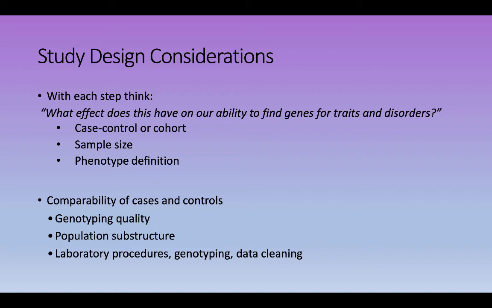So it's really important that we take that into consideration when we're thinking about actually analyzing these data. If we want to think about some important things that are going to affect the comparability of cases and controls: are we using the same methods? Are they genotyped at the same level, same quality? Is there population substructure in cases or controls that is contributing to what we might be looking at? And are all the laboratory procedures actually being consistent throughout the experiment?